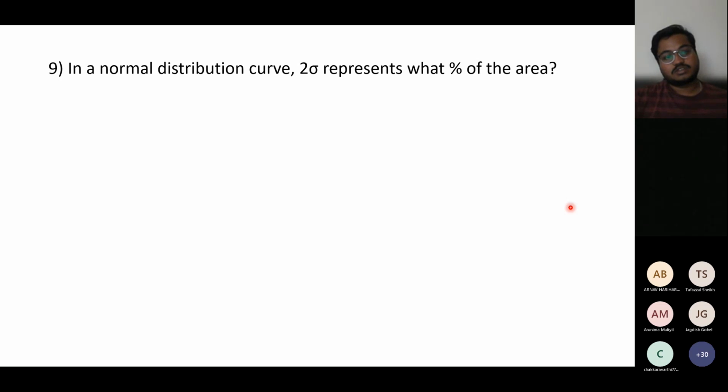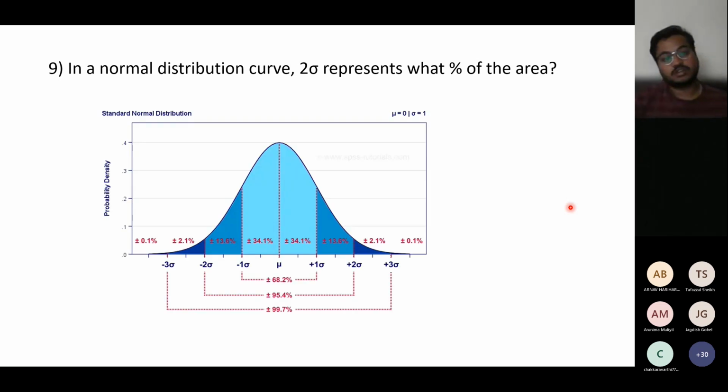So the ninth question is, in a normal distribution curve, 2 sigma represents what percent of the area? For a normal distribution, in a given range of sigma, there are specific percentages of area that are represented. Within 1 sigma, we have 68.2% of the whole curve. Within 2 sigma, we have 95.4% of the whole curve. And within 3 sigma, we have 99.7% of the whole curve. That's how the normal distribution is defined and standardized. So the answer here will be 95.4%. Is this clear?